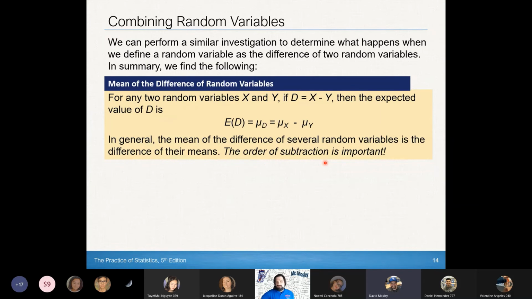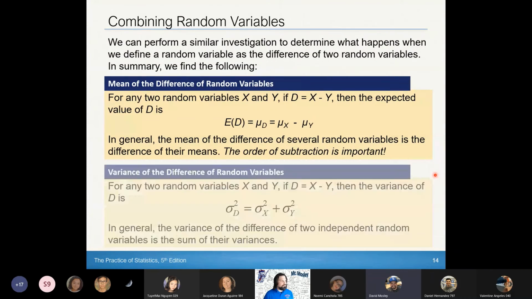And just like in many other math applications, the order in which you subtract changes your result. Right? 5 minus 2 is not the same as 2 minus 5. The order matters, so we must do things in the order that they're defined. In this case, it's d equals x minus y. So we subtract the mean of y from the mean of x because it's that order. If it was defined as y minus x, we do the mean of y minus the mean of x. We have to pay attention to the order.